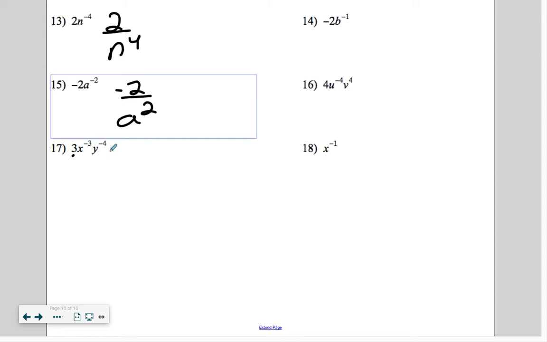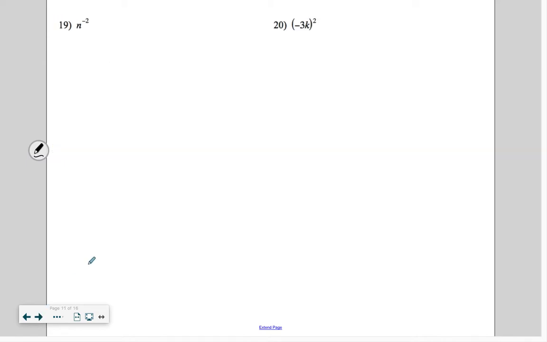Here, the 3 stays. So 3 is on top. These two are traitors. They go down to the bottom. By the way, sometimes I call negative exponents traitors because they appear on one side of the fraction bar, and then they actually belong to the other one. So that's why we need to move them. Whoa, Mr. P screwed up. Once we move them, though, so once it goes to the bottom, it shows its true colors. It becomes a positive exponent. Here, this goes to the bottom. So it's n squared. What goes on top? A 1.